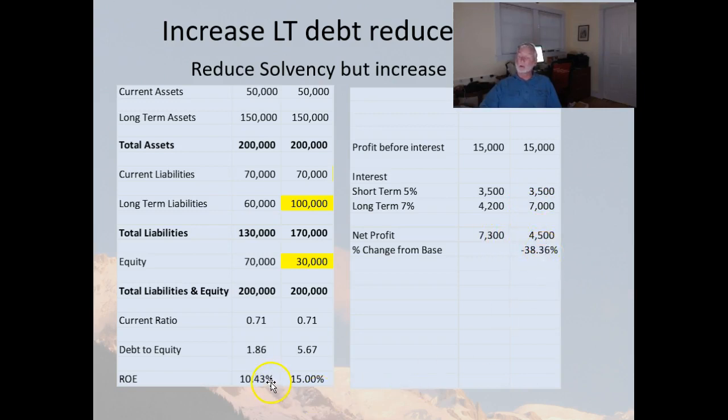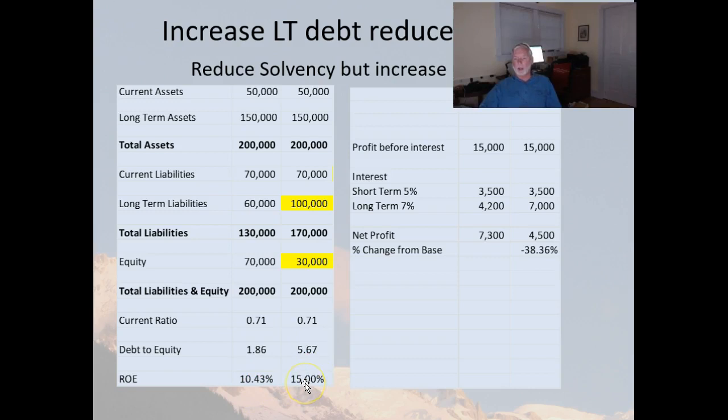But my stockholders are cheering because my return on equity went from 10.5% to 15%. It's a 50% increase in return on equity. The stockholders are rocking and rolling. They're really happy, but they're happy because I've taken on a lot more risk. My debt to equity ratio, my solvency ratio has increased dramatically.